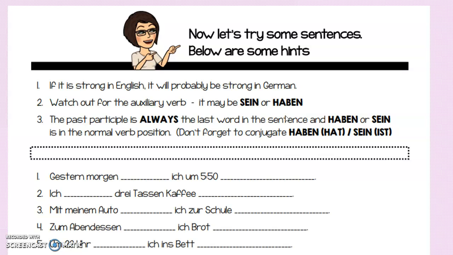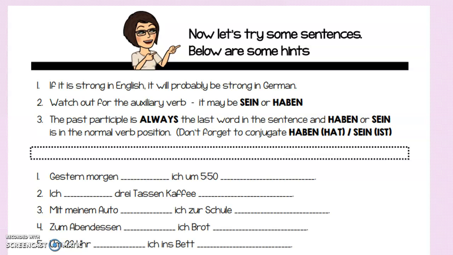The rule is, if it is strong in English, it will probably be strong in German. So ask yourself the question: run, ran. Yep, strong. It's also strong in German. Play, played. Ed ending, weak verb. It's also weak in German.